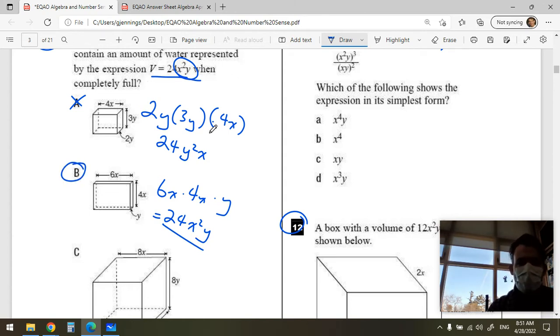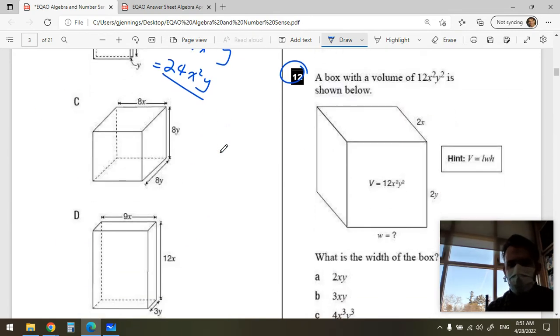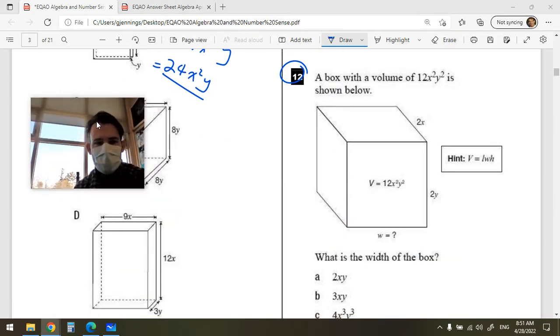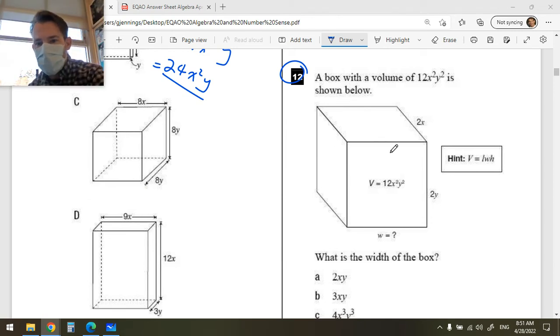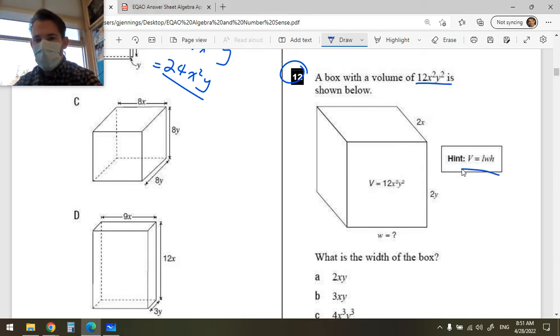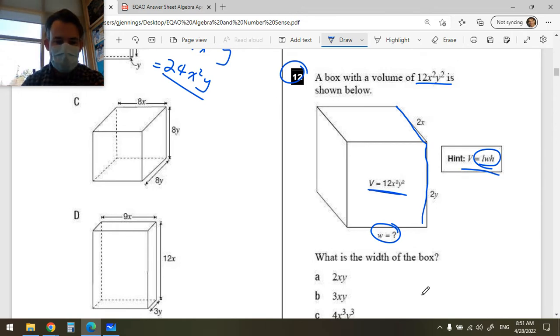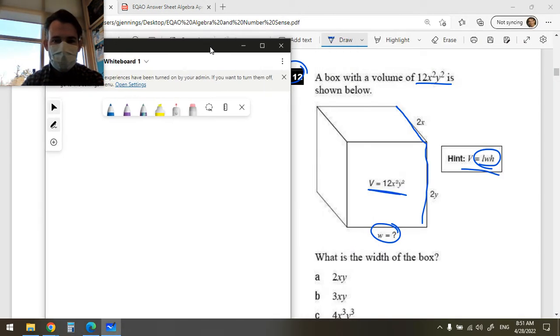Okay. And this is a test of your exponent laws. When we take a look at something like 12 here, this one is also looking at your exponent laws. We know that the volume of a box like this, well, we're told what it is. It's 12x squared y squared. So that's the volume. And the formula is just length times width times height. So I know that if I take 2y and multiply by 2x and then multiply by this unknown w, I should get this. So let's take a look at how we can break that down.